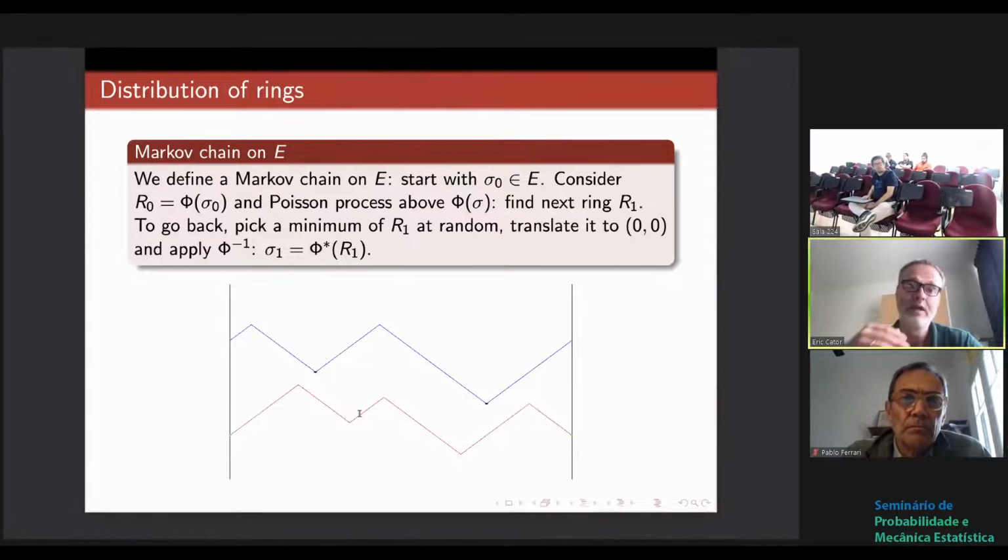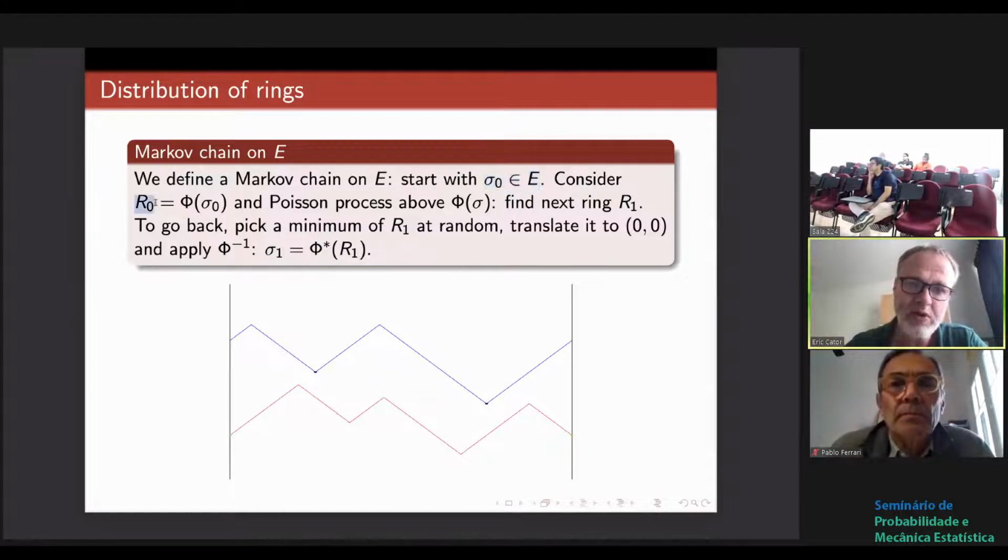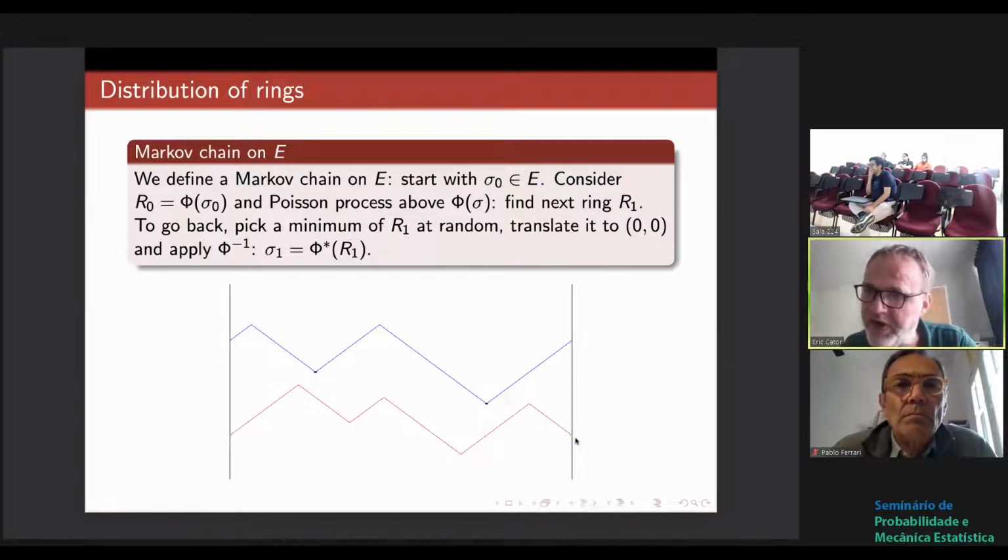Okay. Now we have the state space. Now we need to make a Markov chain on this state space. So what are we going to do? We start with some path in E, which corresponds to a ring phi of sigma 0, and that's called R0. So sigma 0 is the path in E, and R0 is the corresponding ring with a minimum at 0, 0. And now we're going to make the next ring. So look at the picture. The red one is the ring we had before, R0.